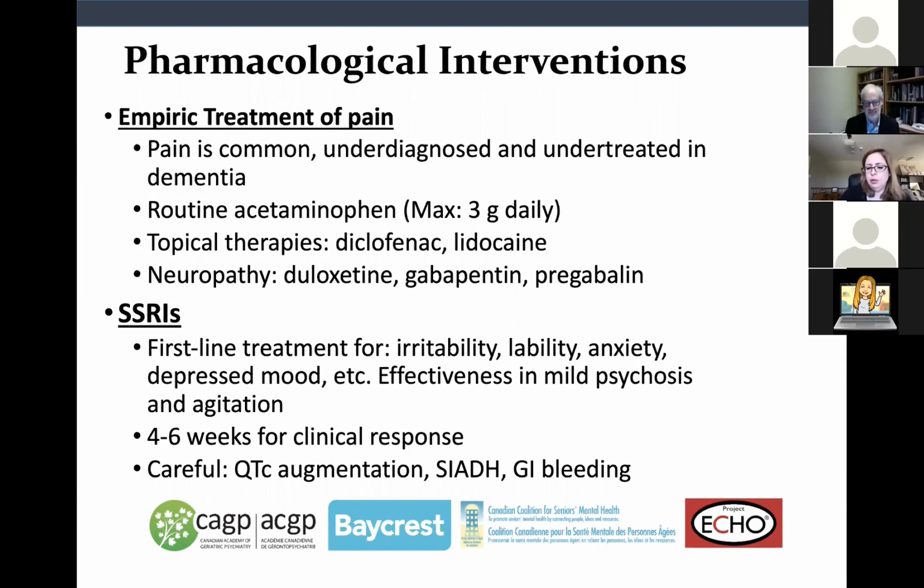SSRIs could be a first-line treatment, not only for anxiety and depressed mood, but also for irritability, lability, and there's some effectiveness demonstrated also in mild psychosis and agitation. So if there are low-level psychotic symptoms in association with some anxiety, it could be a good way to address the problem in the first step, but they take a few weeks before having a clinical response. So if you are in an emergency with a patient very aggressive, it would not be the first choice. And with that medication, one needs to be careful with QTc augmentation, with citalopram and escitalopram, with hyponatremia and GI bleeding in patients which are fragile to that kind of complications.